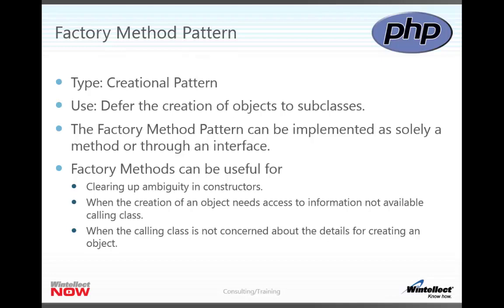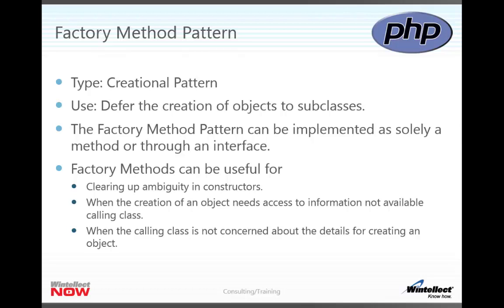So what it might be useful for is clearing up ambiguity among constructors. If you can imagine a particular object that might have 5 or 10 or 15 constructors because it can take so many different parameters, what you might want to do, instead of having so many different constructors, is employ a factory method that receives another object, and inside that object is a parameter that you can use to spit out another object. It can also be used for creation of objects that need information not available within the calling class.